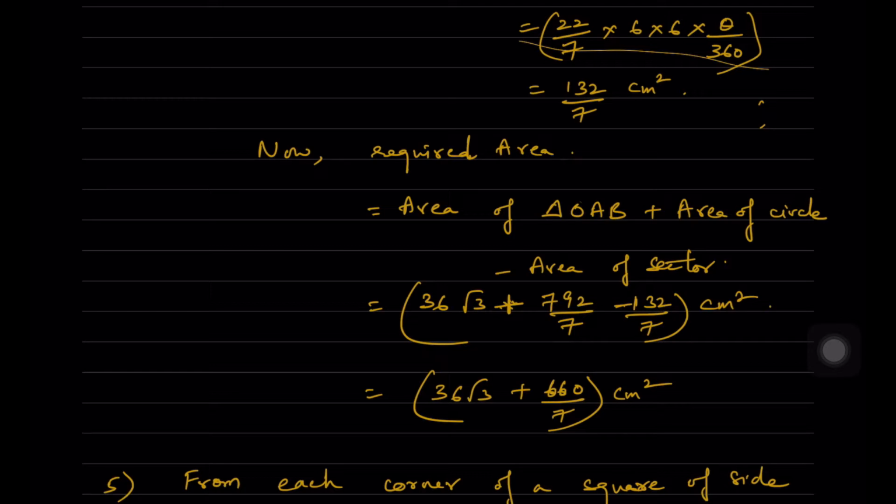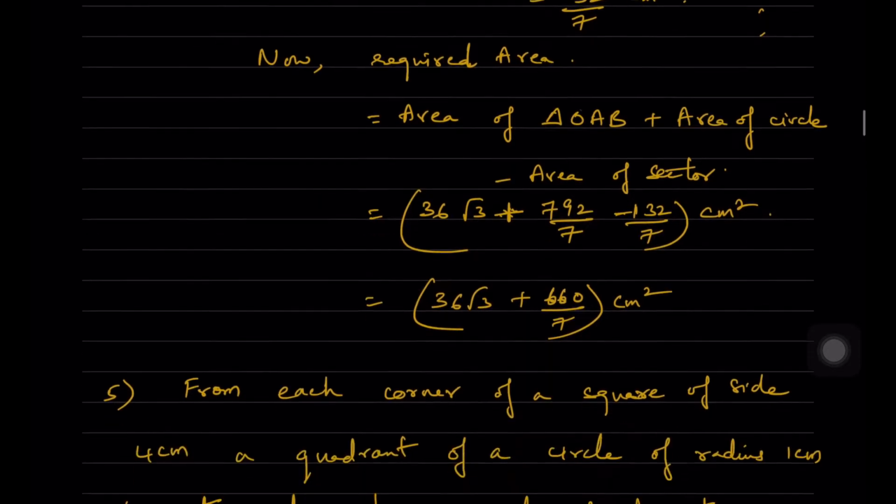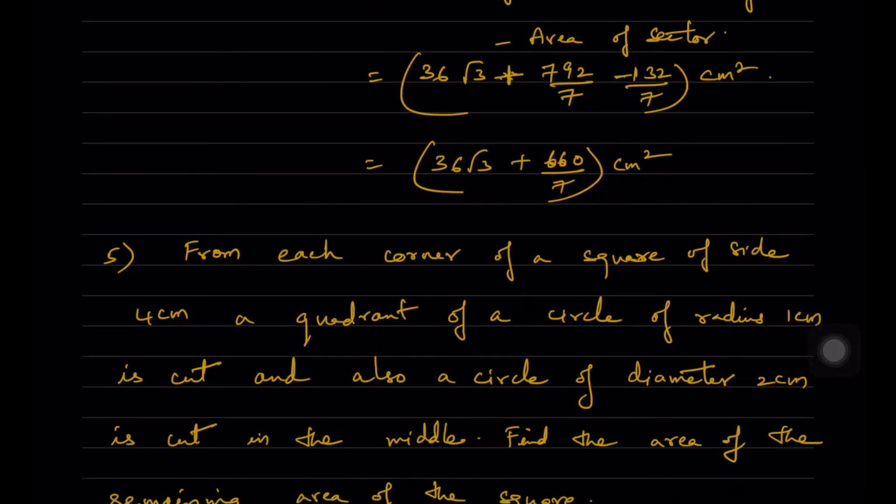So the required area of the shaded region is nothing but the area of the equilateral triangle plus the area of the circle minus the area of the sector. The area of the sector we got as 132 by 7. So we subtract it from the area of the triangle and the area of the circle, which is equal to 36 root 3 plus 792 by 7 minus 132 by 7 centimeter square. Then after taking the LCM, you are getting 36 root 3 plus 660 by 7 centimeter square.